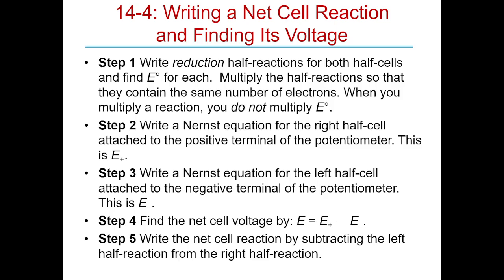Okay. So step 2, we write a Nernst equation for the right half cell attached to the positive terminal of the potentiometer. This would be your E plus.